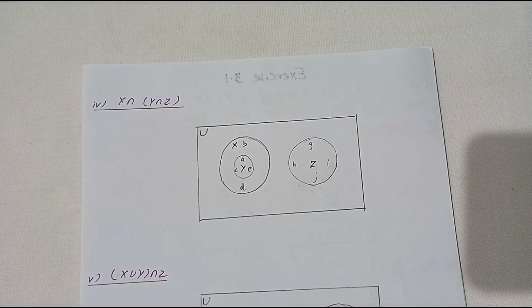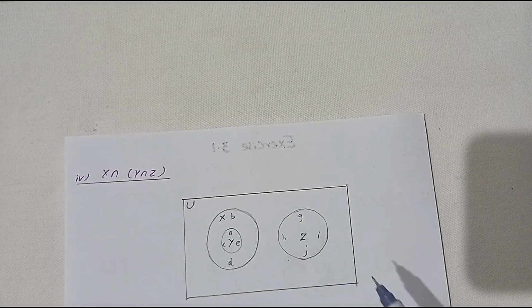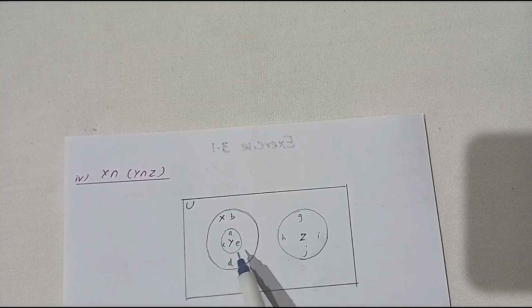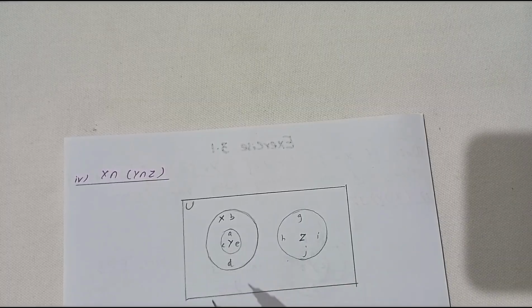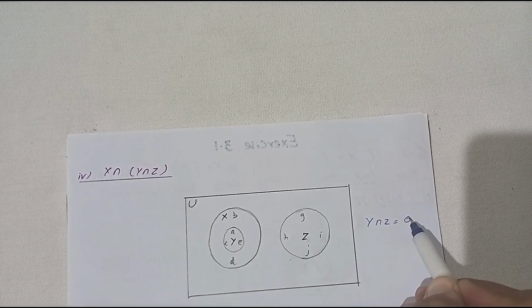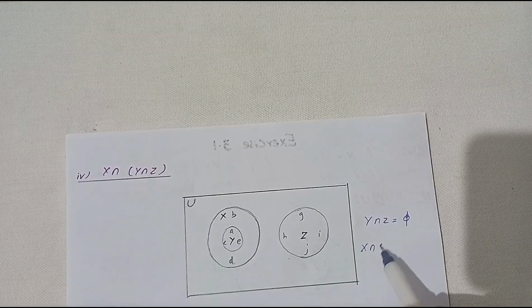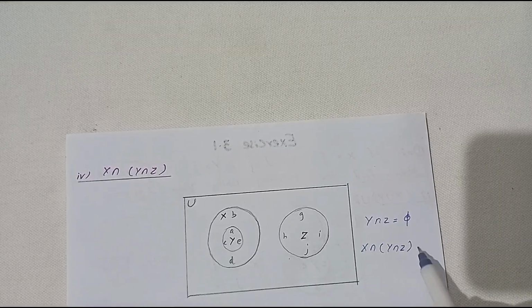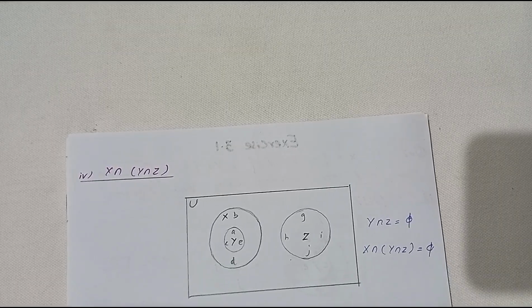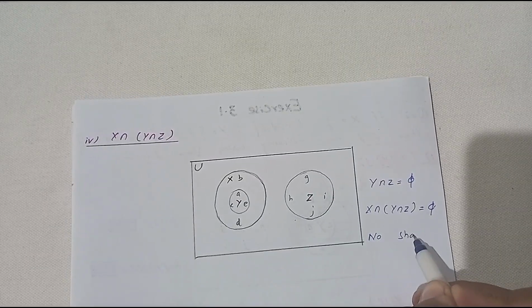In the fourth part, we have to find the operation x intersection y intersection z. So y intersection z means the common part of y and z. Since there is no overlapping between y and z, there is no common part of y and z, and we write it as y intersection z is equal to phi set, no shading. And the intersection of x with y intersection z is also phi set, there is no common part, so no shading in this part.